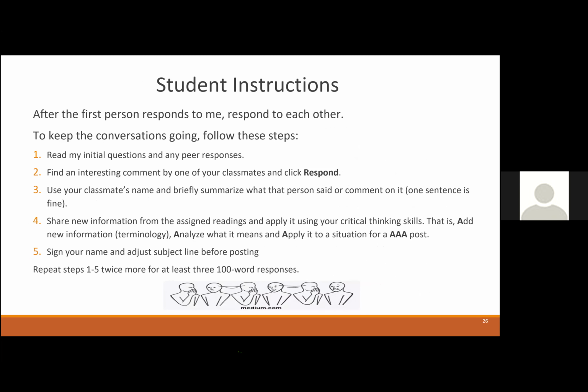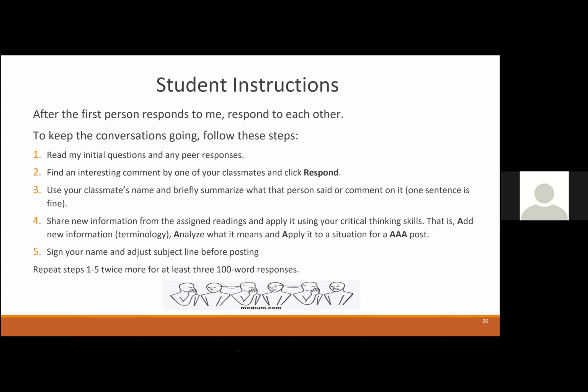After the first student responds to me, you respond to each other. And to keep the conversation going, after you read my initial questions and peer responses, you find some classmate you want to respond to, and you click respond to their post. So you're not starting a new thread. You use the classmate's name, and that's really important for community building.